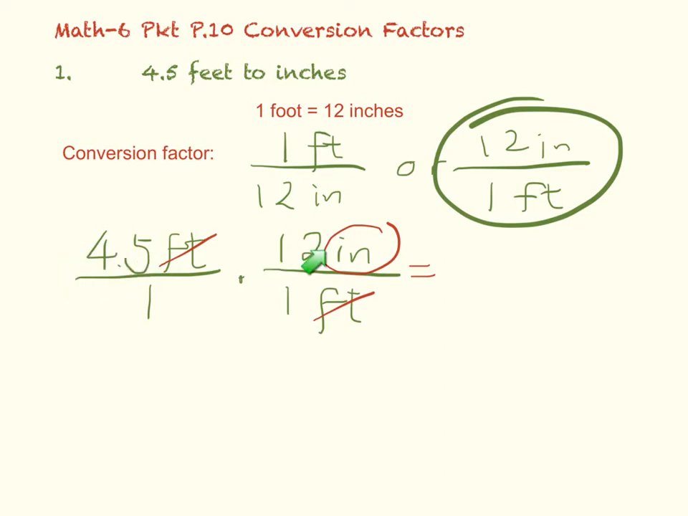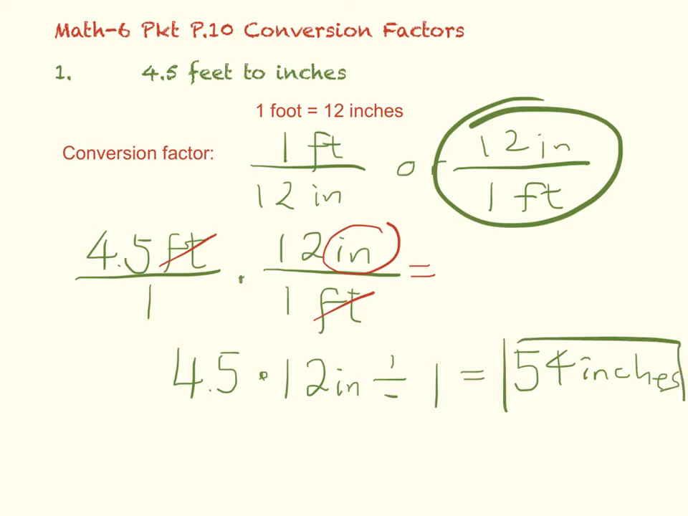So here, it means 4.5 times 12 inches will be your answer. Well, you can say divided by 1 too. So this is 4.5 times, that dot means multiplication, 12 inches, and then divided by 1. So inches is the only unit left. You just do 4.5 times 12. That should be 54 inches. So it equals 54 inches, and that is your answer. This is how you would use conversion factors in order to convert.